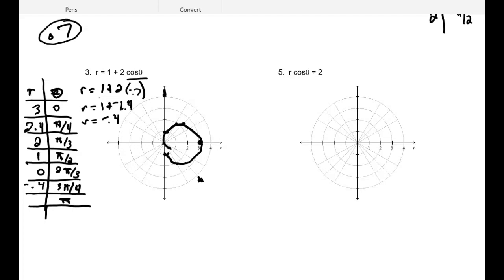If we pick pi, clear some space. The cosine of pi is a negative 1, so we'd have 1 plus negative 2. Our r is a negative 1. So we're looking out here towards pi, but we go backwards 1. So that takes us to right here.